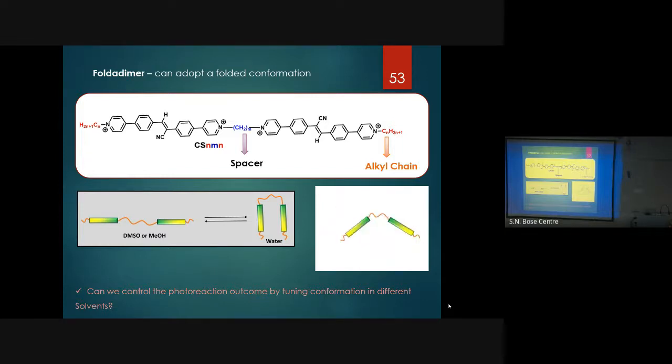The idea is that this molecule, depending on the solvent, for example in a solvent like DMSO or methanol, where it will be solvated nicely, stays in an open form. But if you bring in water, because we know cyanostilbenes like to interact with each other, they may come close to each other. As you see from the animation, they may have a folded form. So the question is, in the folded or closed form, can we have 2+2 cycloaddition? Of course we did not exactly think it would happen, but we wanted to see what kind of change in the photoreaction it would bring.